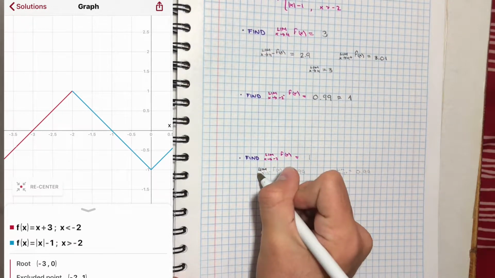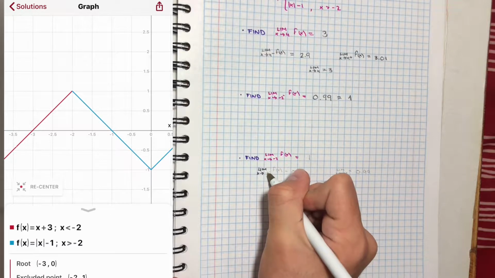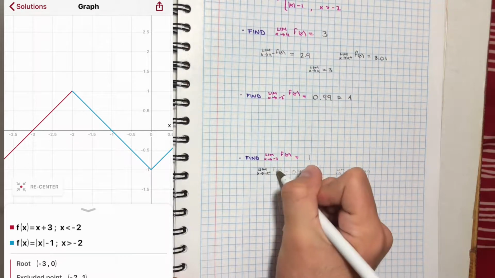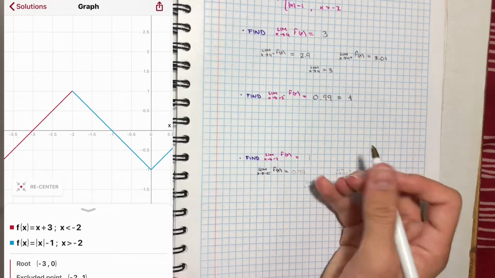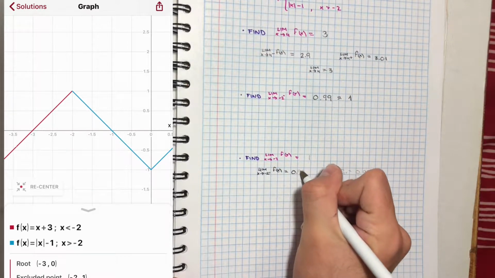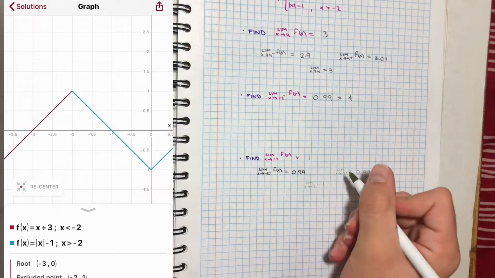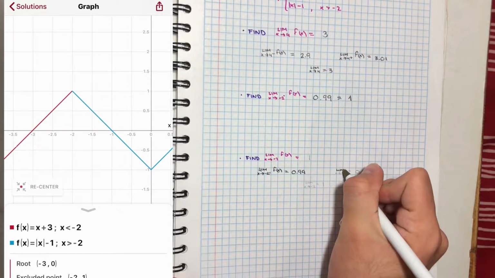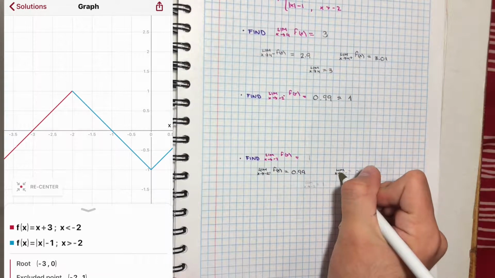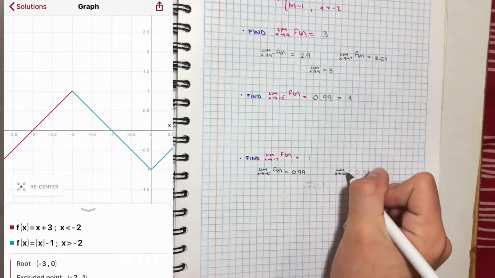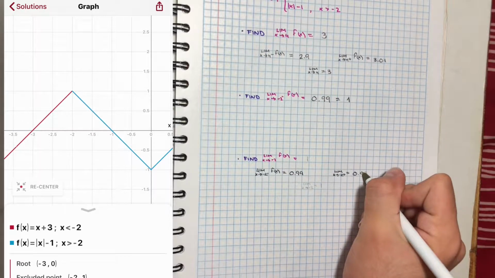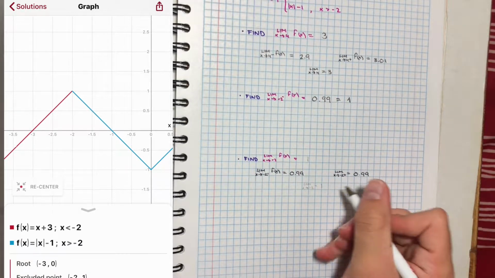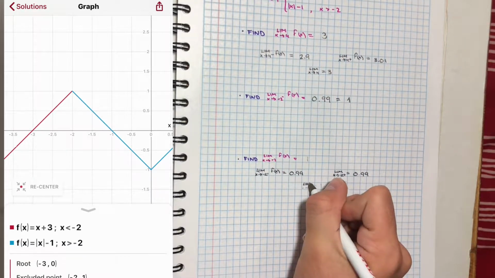And for the last one, the limit as x approaches -2, we already had the answer as x approaches -2 from the left side from the previous answer, which is 0.99. So what's left is just to evaluate the right side, which is going to be 0.99. And since both answers are the same, we can say that the limit as x approaches -2 is 1.